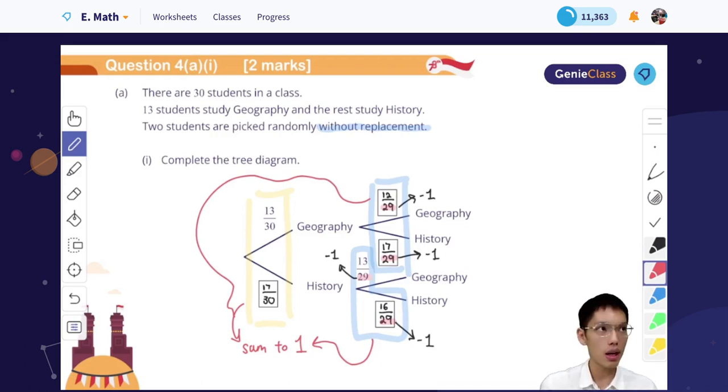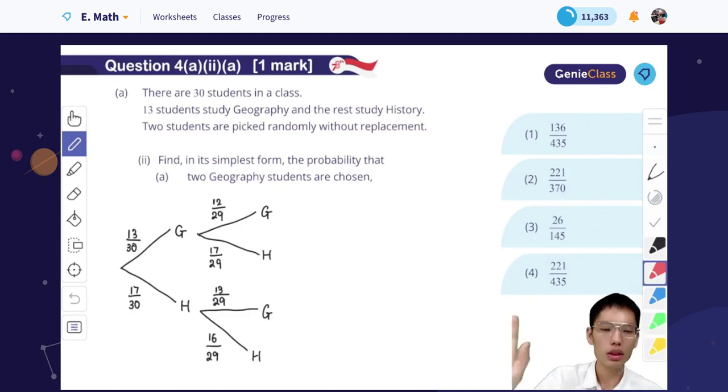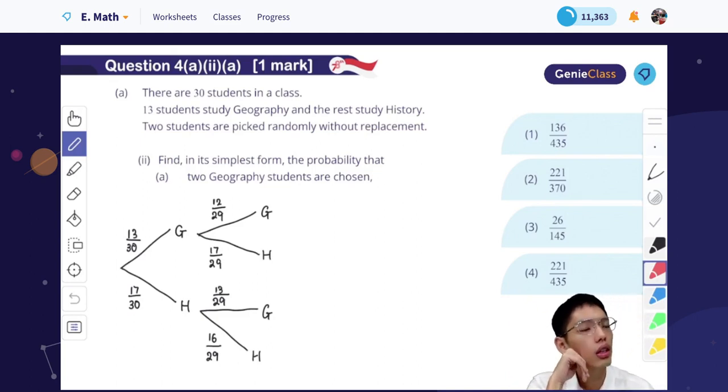Okay, now with the tree diagram, what kind of questions can they test you? I have pre-drawn a tree diagram for you. So over here, how can we actually solve this question? 2 geography students are drawn. Over here, I think 30 seconds is enough. Let's launch it and see how we can solve. Let's go. Alright, all you need to do, identify 2 geography students and then we solve from there. Alright, 20 seconds. Just take your calculator, press it, it should be good. Take a look at the question on the context.